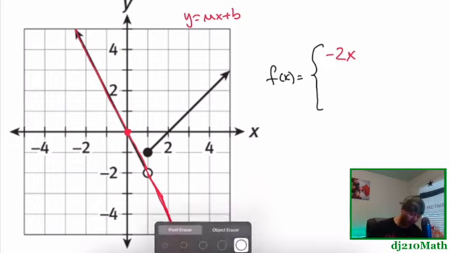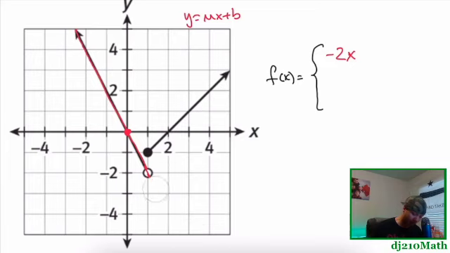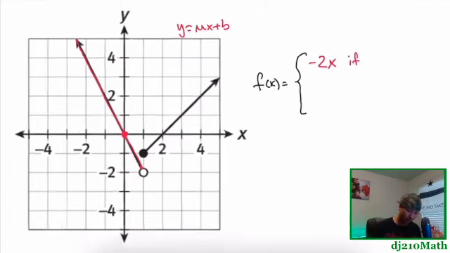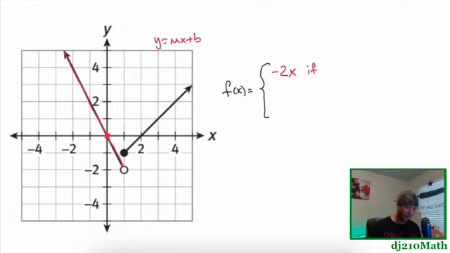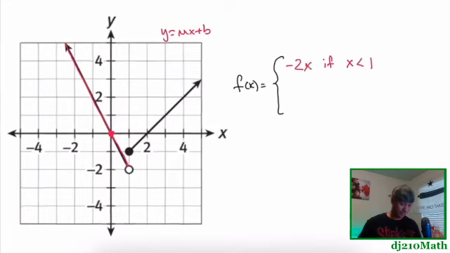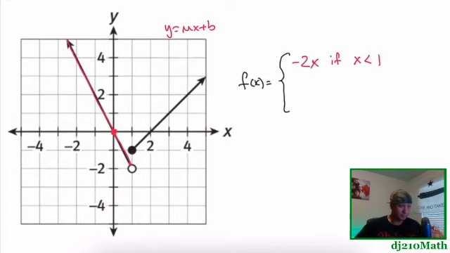But we don't have a whole red line. We just have a piece. And in fact, it stops at x equals 1, and everything to the left of 1. So x less than 1. And it's less than because it's an open circle.